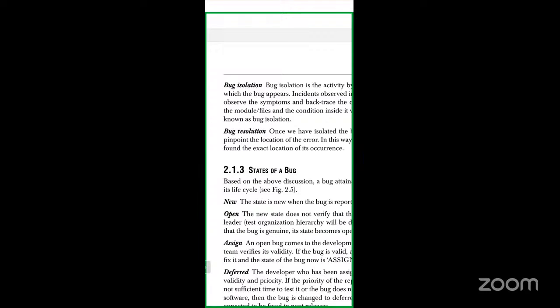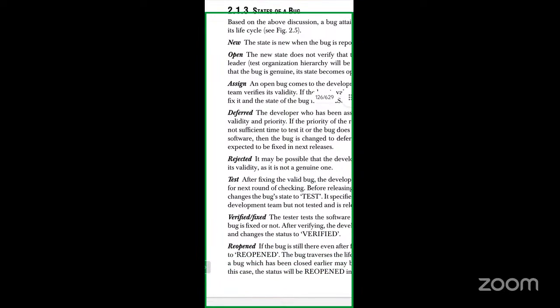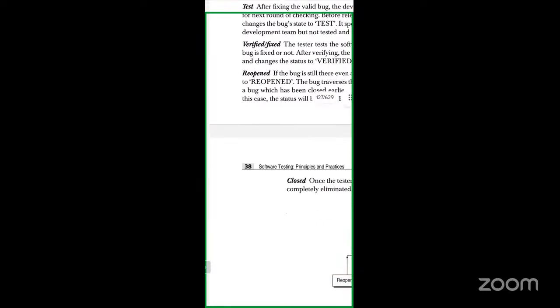Similarly, we are having the states of a bug. We are having the new state, open state, assigned state, deferred state, rejected state, test state, verified or fixed state, and reopened state. Whenever a bug is detected, we are going to have multiple states, just like our process states. Just like we are having new, ready, running, blocked or waiting, and terminated states in an operating system, here also we are going to have the states of a bug.